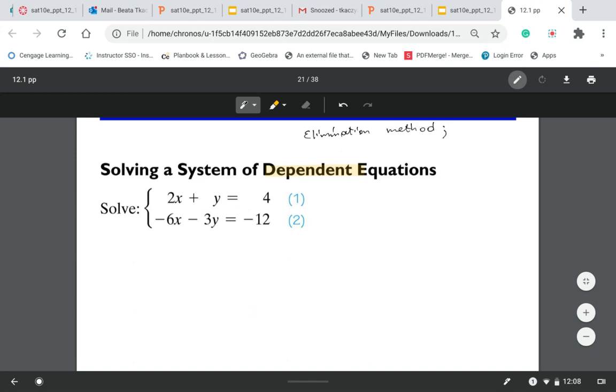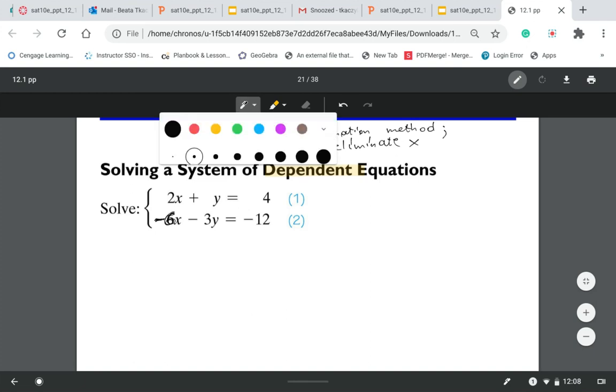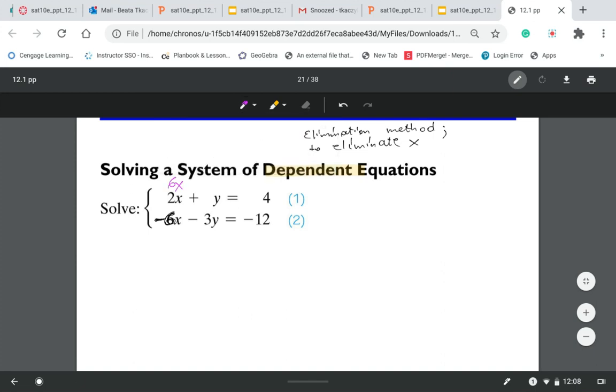My plan is to eliminate x. To eliminate x, my second equation has negative 6x, so the first equation should have positive 6x in front of x. So we're trying to change equation 1 to have positive 6x. In order to get 6x from equation 1, I need to multiply equation 1 by 3.